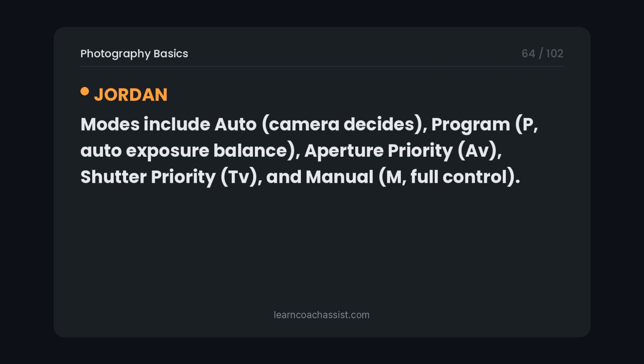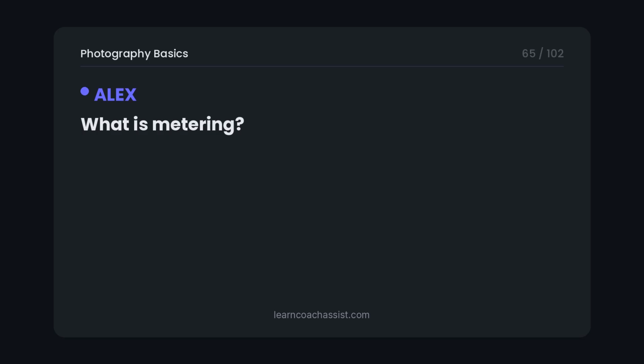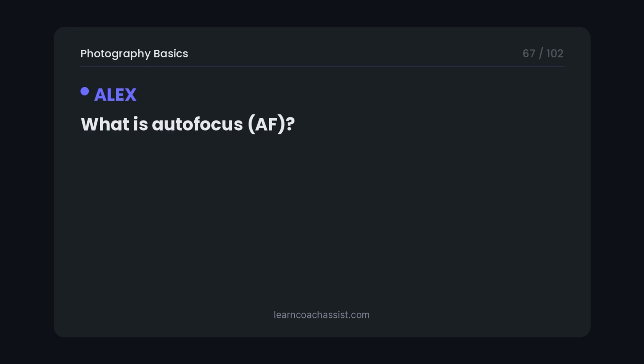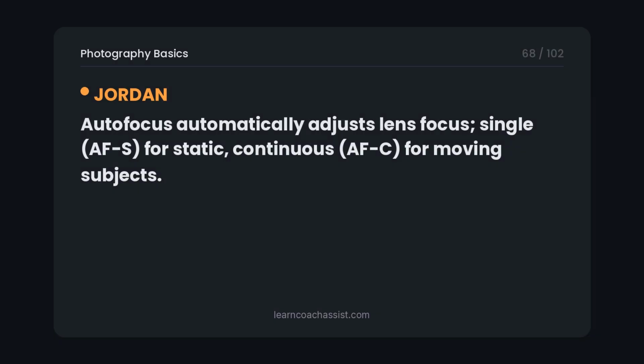control. What is metering? Metering measures scene light for correct exposure. Modes include evaluative, center-weighted, and spot. What is autofocus, AF? Autofocus automatically adjusts lens focus, single, AFS, for static, continuous, AFC, for moving subjects.